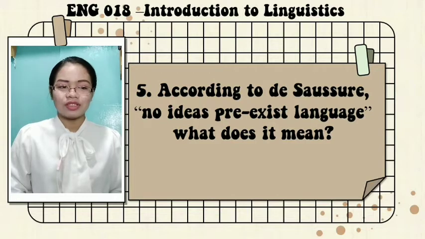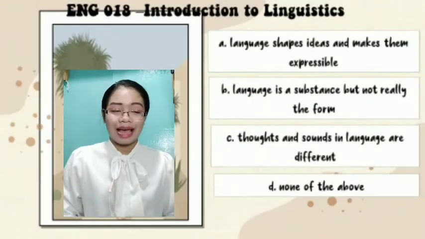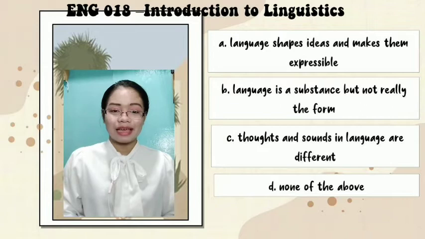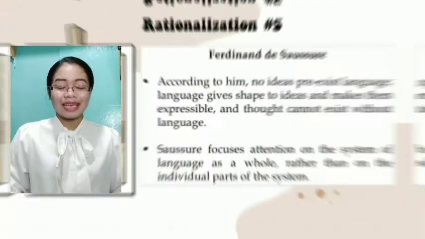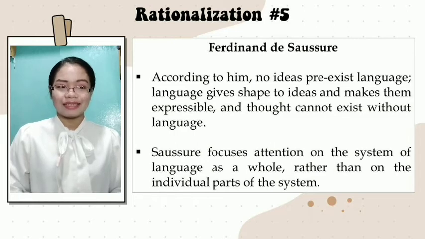pre-exists language. What does it mean? A, language shapes ideas and makes them expressible. Letter B, language is a substance but not really the form. Letter C, thoughts and sounds in language are different. Letter D, none of the above. Let's have our rationalization for this item.